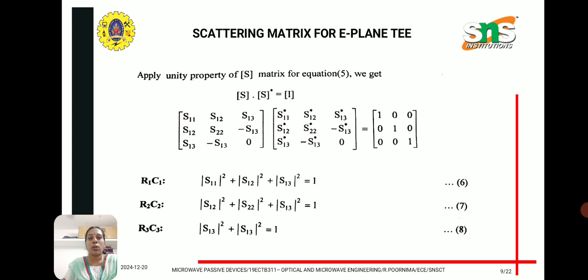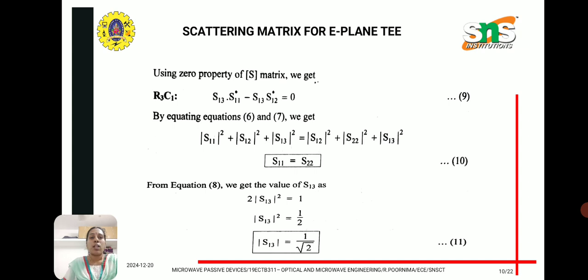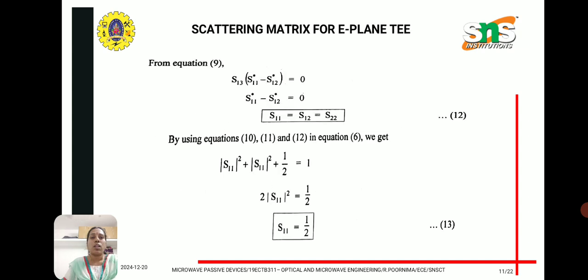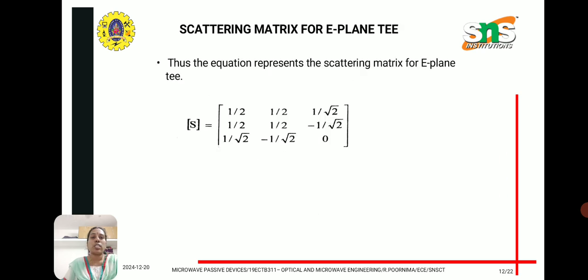By applying the unitary property of the S matrix, S multiplied by its conjugate transpose equal to the identity matrix, we can derive three sets of equations. By solving these three equations, we get S11 equal to S22, and substituting this value we get S13 equal to 1 by root 2. Similarly, we get S11 becomes 1 by 2. So we substitute these values in the S matrix to get the equation of E-plane T.